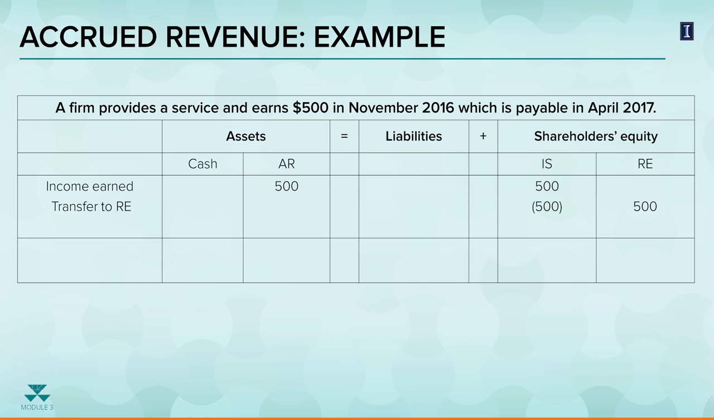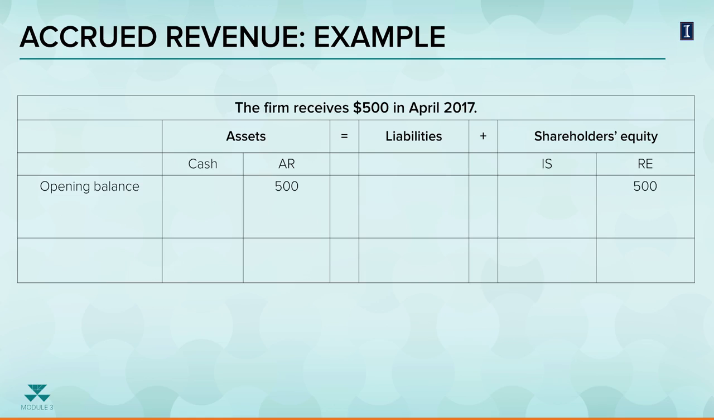Okay? And the year end comes, and as you might remember, when the year end comes, we close income statement and we transfer the balance on the income statement to the retained earnings. So if you look at the income statement, we have a revenue of $500. To close this, we book a negative $500 on income statement, and then we also put positive $500 on the retained earnings. And this way, we transfer the balance on the income statement to retained earnings. And at the end of year 2016, here are the balances. We have account receivable of $500, and we also have retained earnings of $500.